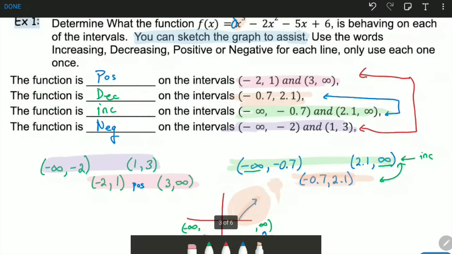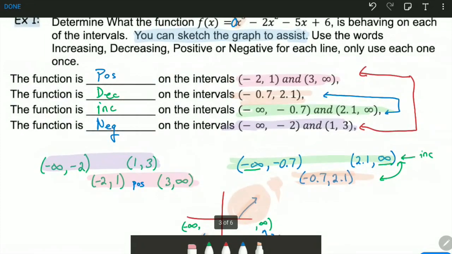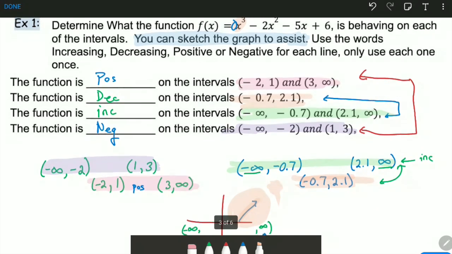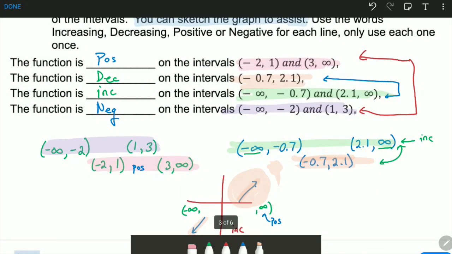But again, there are other ways to approach this. And as we go through the unit, we'll get more pieces of information that will allow us to streamline this process and break down what the function is doing on each of the intervals, and even find some of the intervals ourselves without it being given to us.